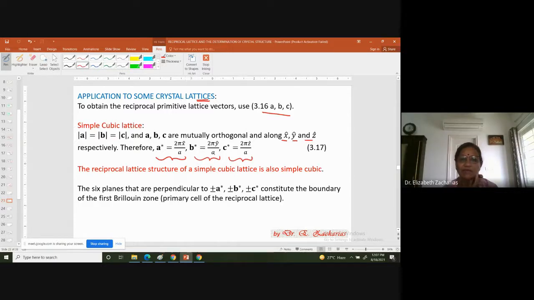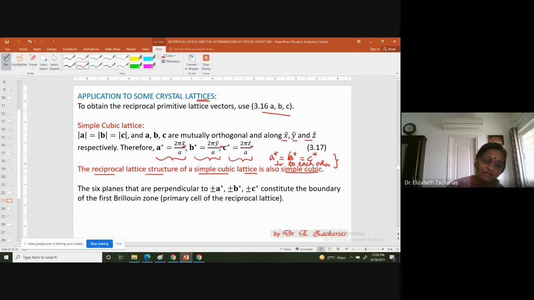And what are you seeing here? You're seeing that A star is equal to B star equal to C star, and that they are perpendicular to each other. How do you know they are perpendicular? Because one of them is along x, the other along y, the other along z. So they are mutually perpendicular and all have the same values. You can come to the conclusion that the reciprocal lattice structure for a simple cubic is also simple cubic.